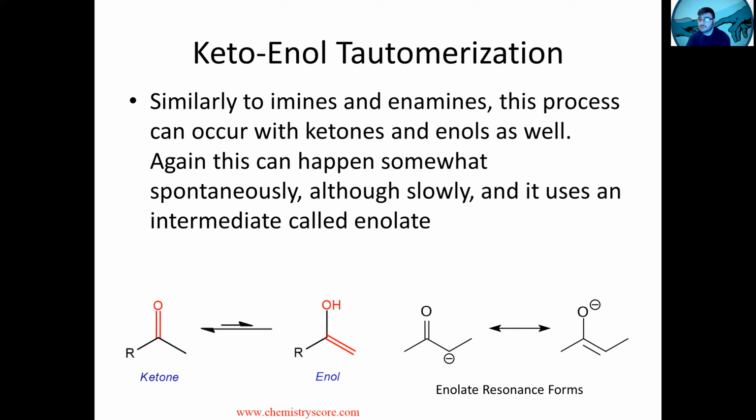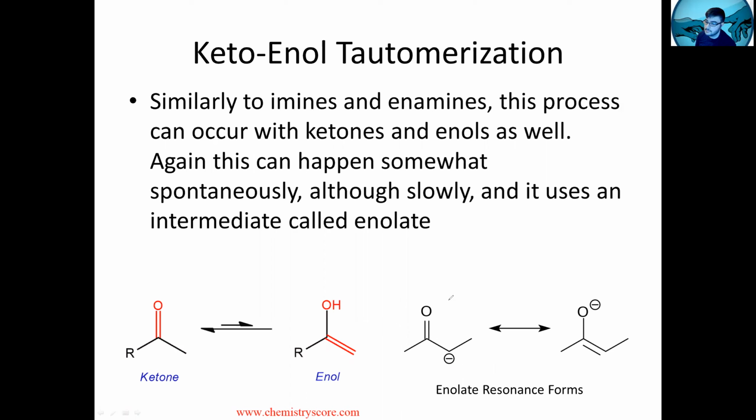Okay, next, this one's a little bit more important: keto-enol tautomerization. Similar to amines and enamines, this process between ketones and enols can happen spontaneously, although it does happen very slowly, and it uses an intermediate called enolate, which looks like this. There's actually two enolates, again, resonance forms, this one and this one. And again, if you just move this here, you have this one. So you can easily transfer between the two.